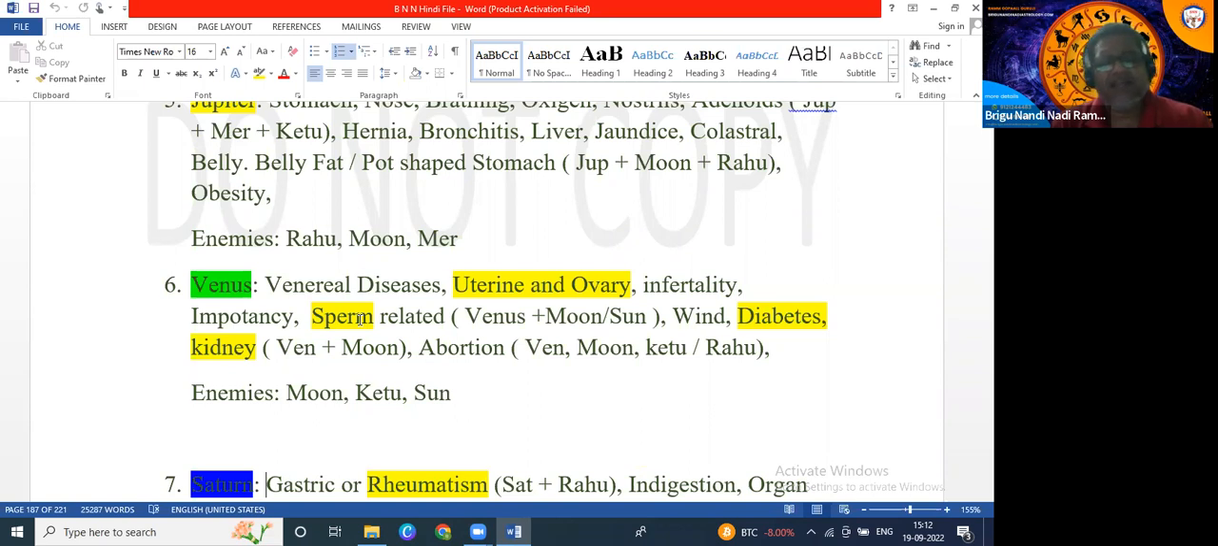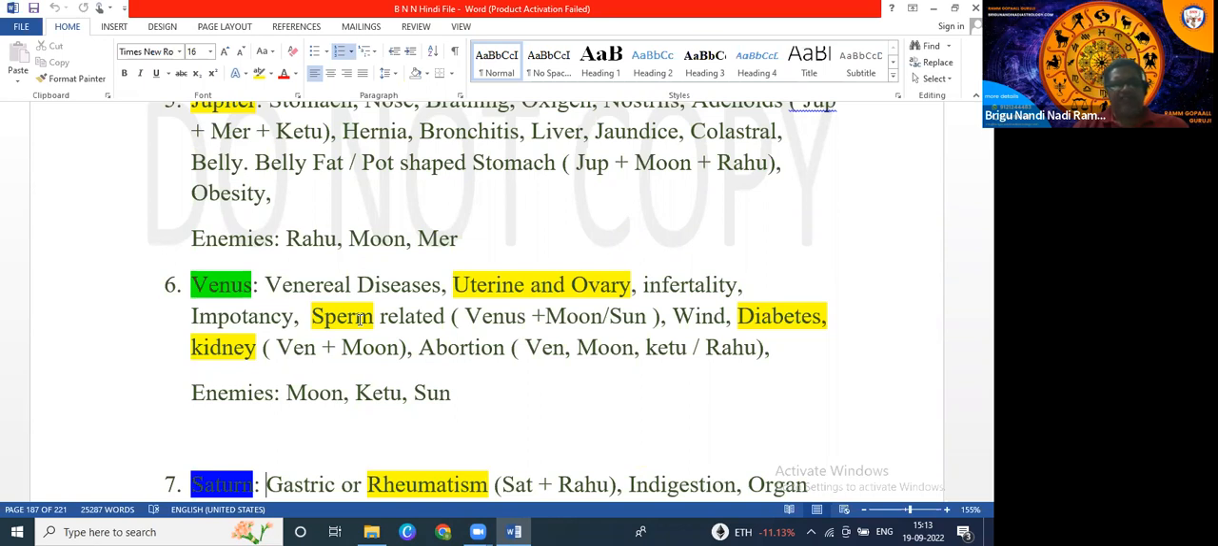And if it is male, impotency, low sperm count. Venus and Moon, Venus and Sun, generally low sperm count. So Venus, Moon, Venus, Sun, low sperm count, sperm-related problems. And Venus also gives wind-related, diabetic and kidney problems, for everybody, male or female. If Venus is conjoined with Moon or Ketu or Sun, you check any horoscope. Out of these three, one is enough.